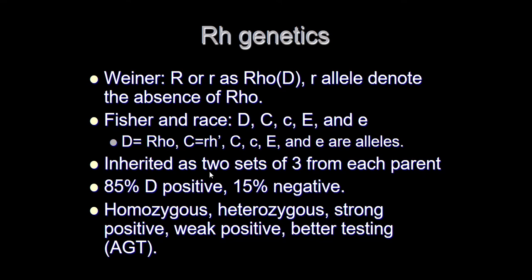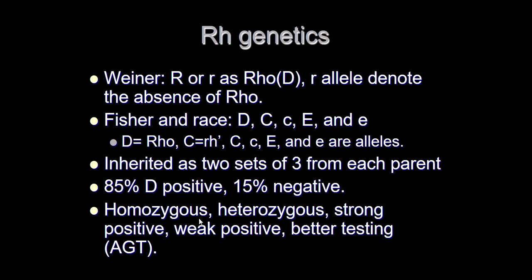Those usually are inherited as two sets, one set from the father and one set from the mother, as a group of three from each parent. You have to know that around 85% of people in the population are Rh positive. That means they have the capital D here, and 15% usually are Rh negative.